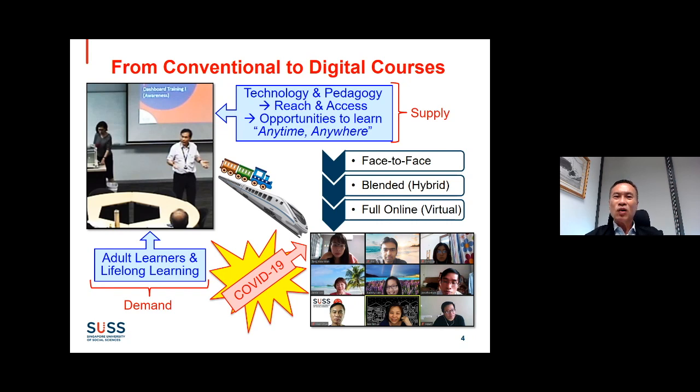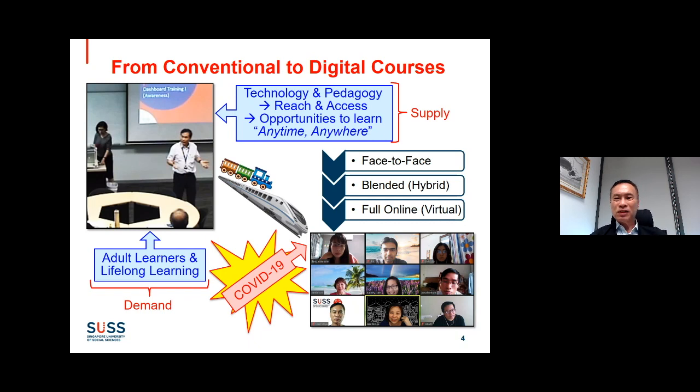And there are the advances also in pedagogy, which help us understand how we can make learning better online. The end result is this. With advances in technology and pedagogy, with the move from conventional to digital courses, we have extended our reach and access. We have now provided opportunities to learn anytime, anywhere.